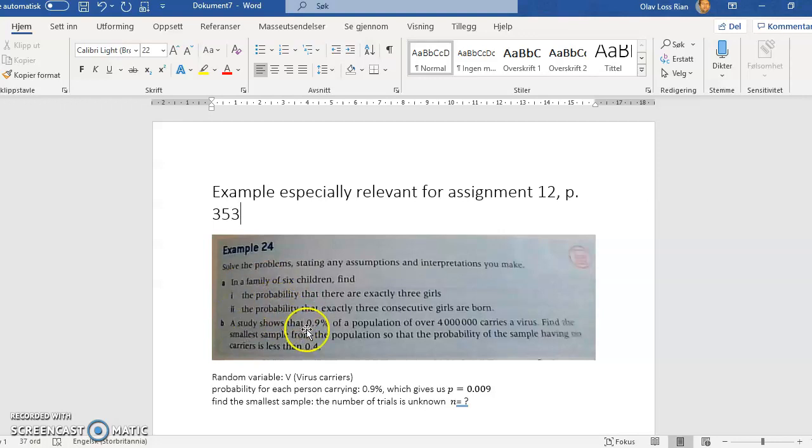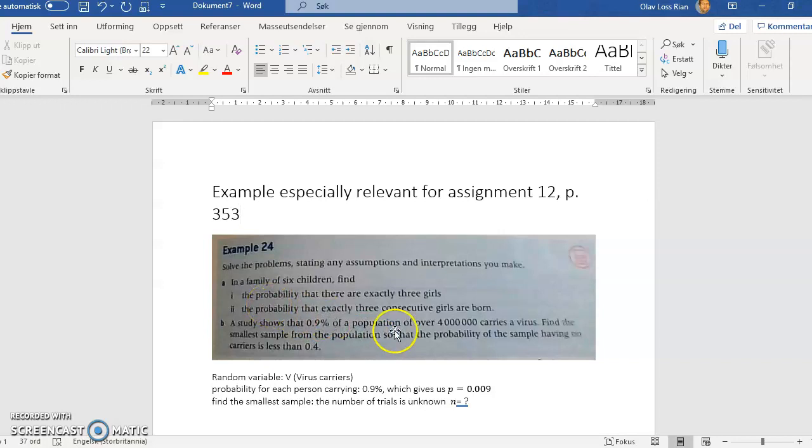Now, we don't worry about A here, so it's the B question, where you have a study that shows that 0.9% of the population of over 4 million carries the virus. Find the smallest sample from the population so that the probability of the sample having no carriers is less than 0.4.